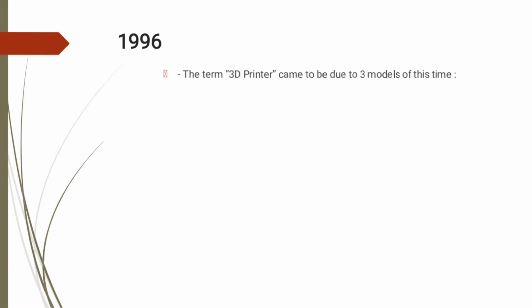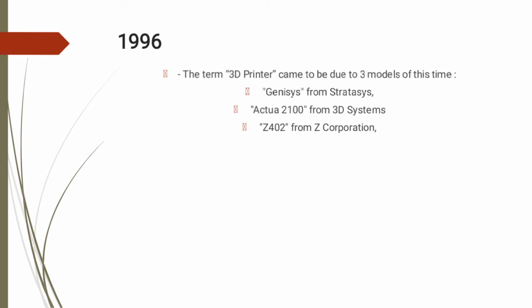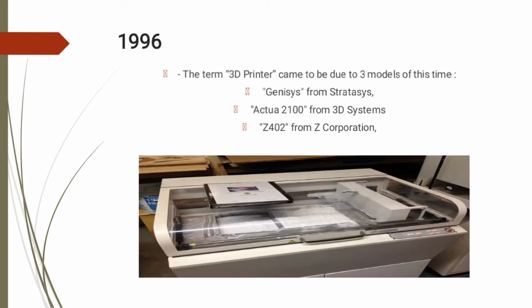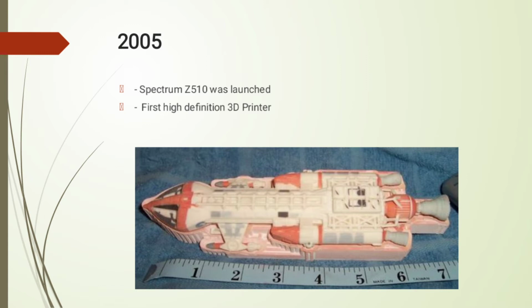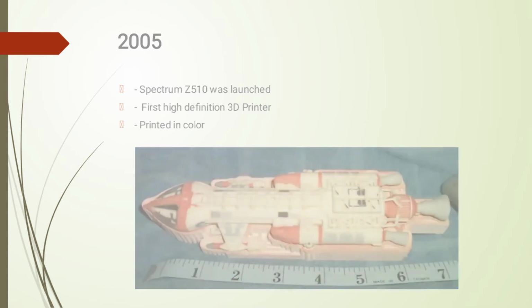1996. The term 3D printers came to be due to three models of this time: Genesis, Actua 100, Z402 from Z Corporation. 2005. Spectrum Z510 was launched, the first high-definition 3D printer that printed in color.